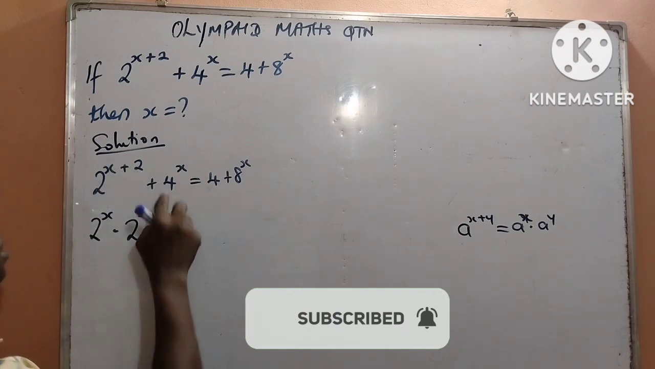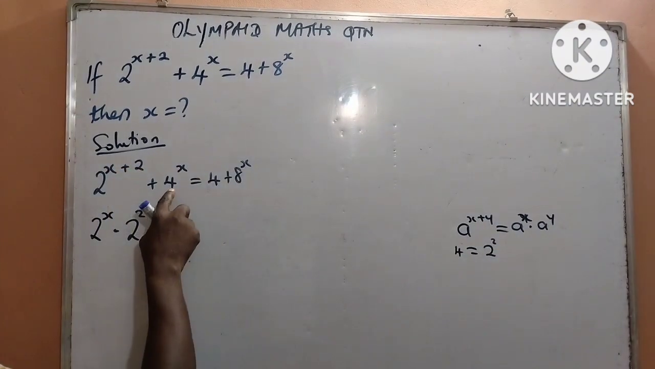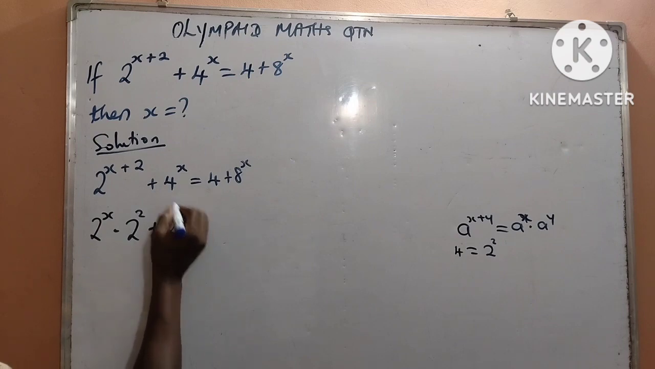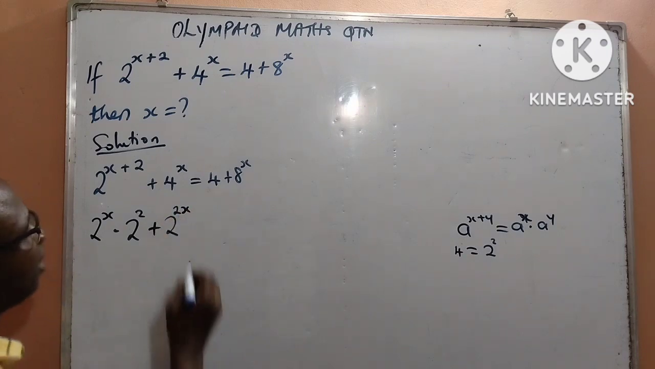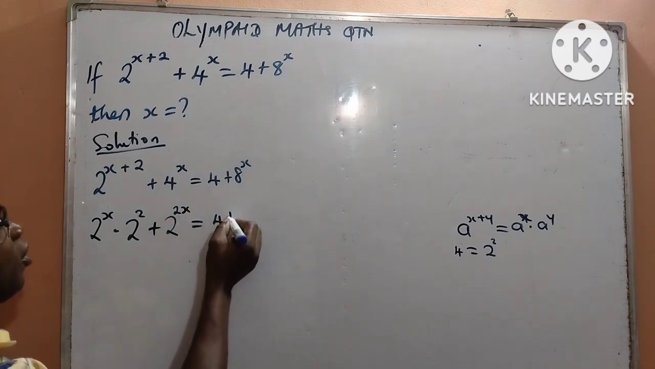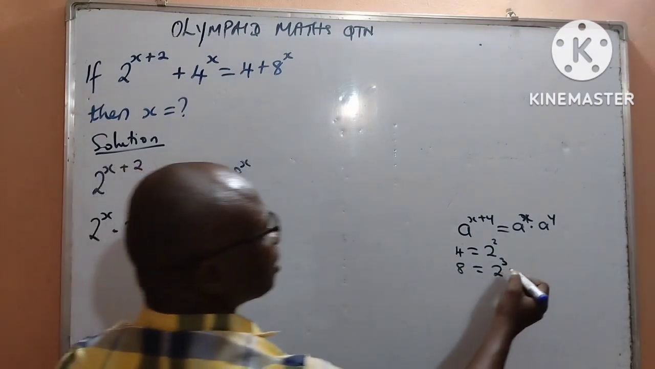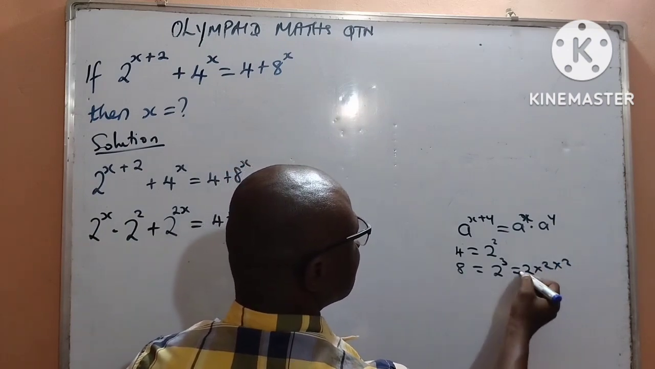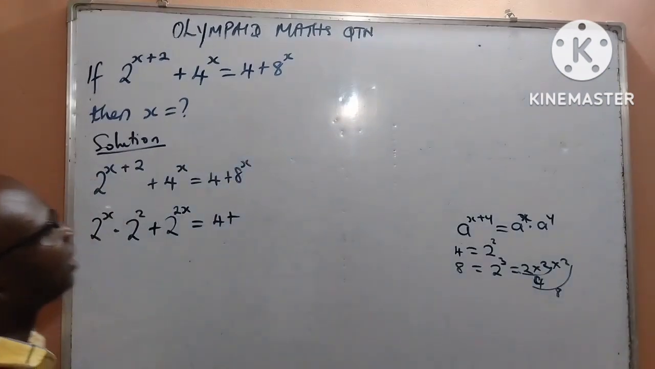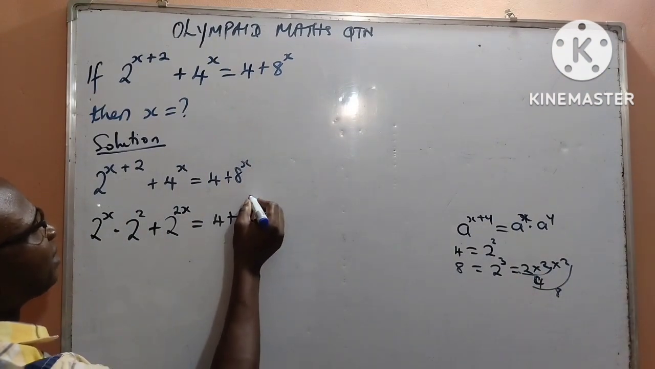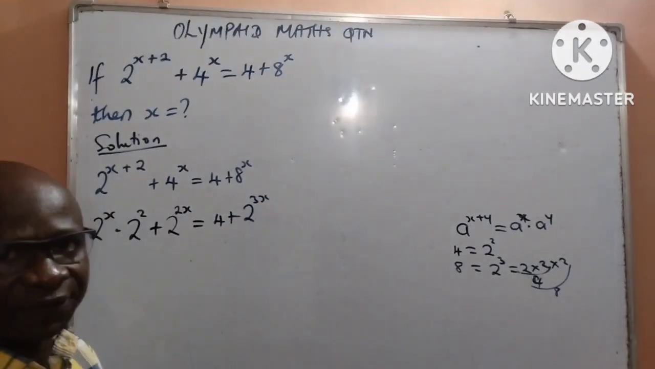Good. Plus 4 can be written as 2 to the power of 2. So I write this 4 as 2 to the power of 2, then multiply by the exponent, which is x. That gives me 2 to the power of 2x. Equal to, on the right hand side, I have 4 plus my 8, which is the same thing as 2 to the power 3, because 2 times 2 times 2 is equal to 8. 2 times 2 is 4 and 4 times 2 is 8. Now I can write my 8 as 2 to the power 3, then multiply by the exponent, which is x. And this is what I shall now have.